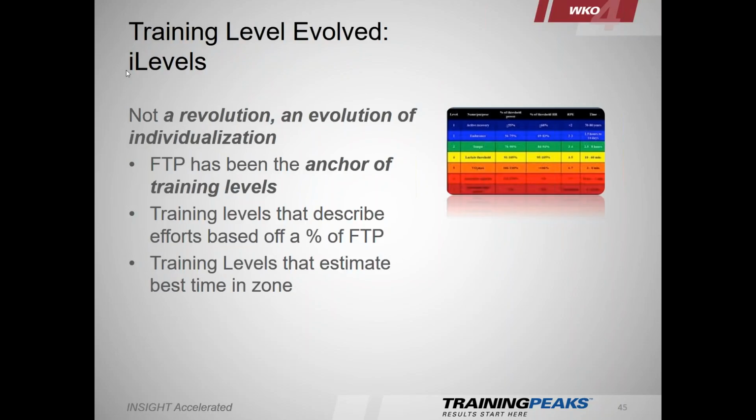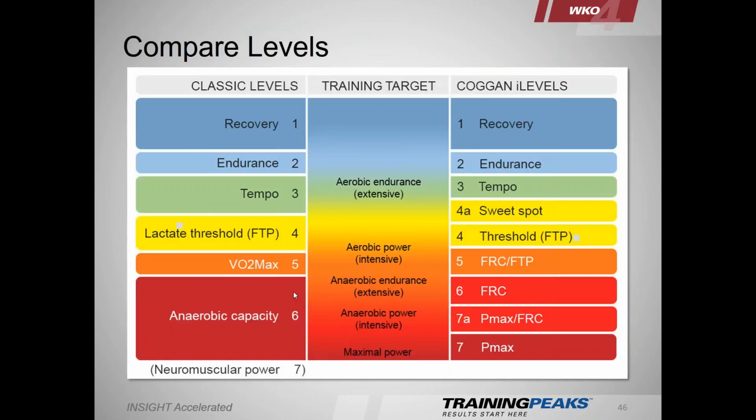So we designed eye levels to solve that problem. And what eye levels are is they're based on the power duration curve. And it's not a revolution, it's just a simple evolution of individualization. So in the old model, FTP has been the anchor of all training levels. All training levels or efforts were based off a percentage of FTP and estimated a best time and zone.